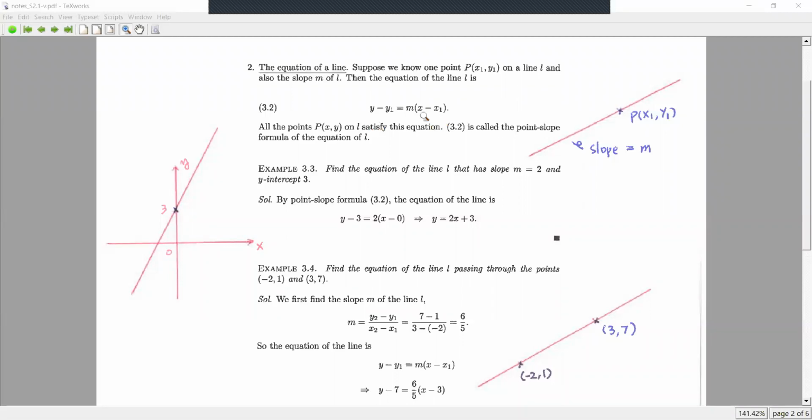In this equation, x and y, they are variables. x1, y1, they are constants. They are the x and y coordinates of the point P. All the points on this line satisfy this equation. Or in other words, the graph of this equation is this line. Some people call this equation the point slope formula of the equation of this line.